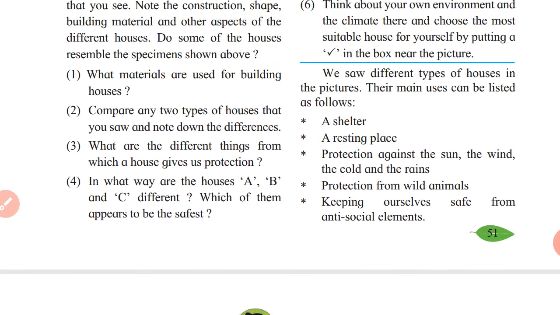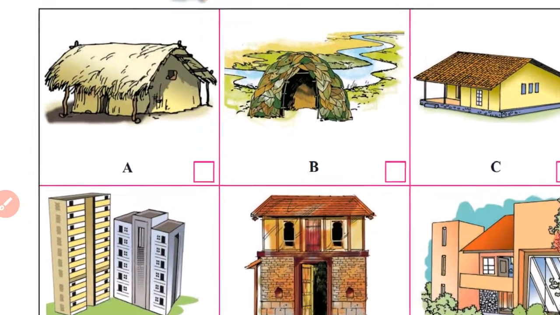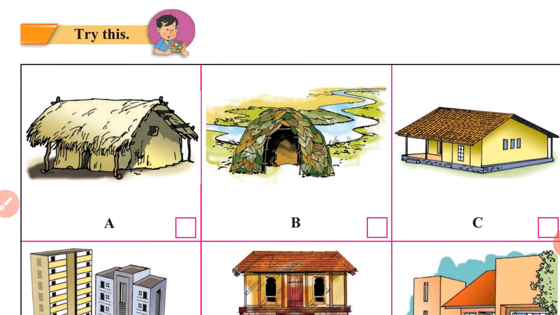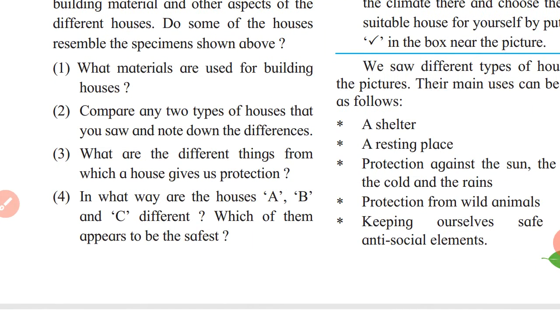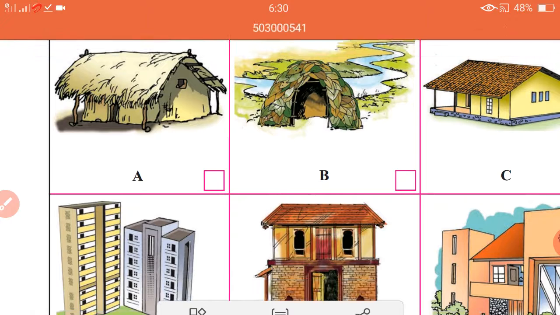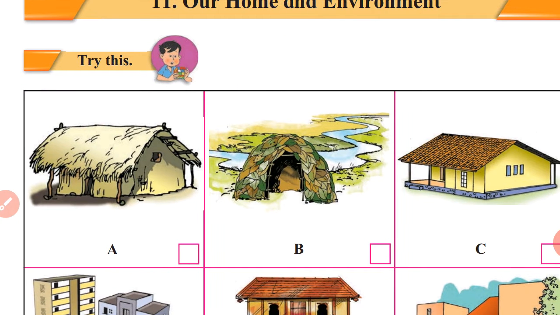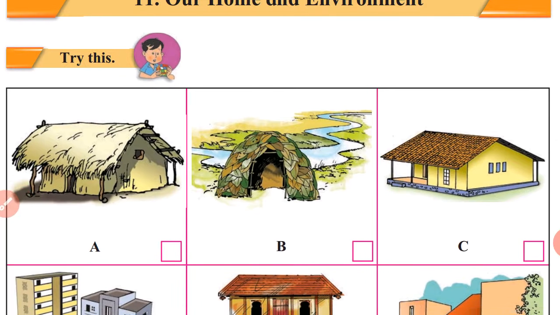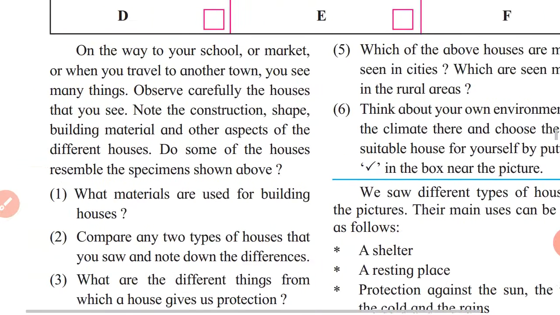Okay. In what way are the houses A, B, and C different? What was the difference between these three houses A, B, and C? Can you tell, students? Which of them appears to be the safest? What do you think between these three? Which one is the safest house? Can you tell, students? Yes. House 3, that means C1, is the safest house. Why is it so? Why is it safe, students? Can anyone tell?